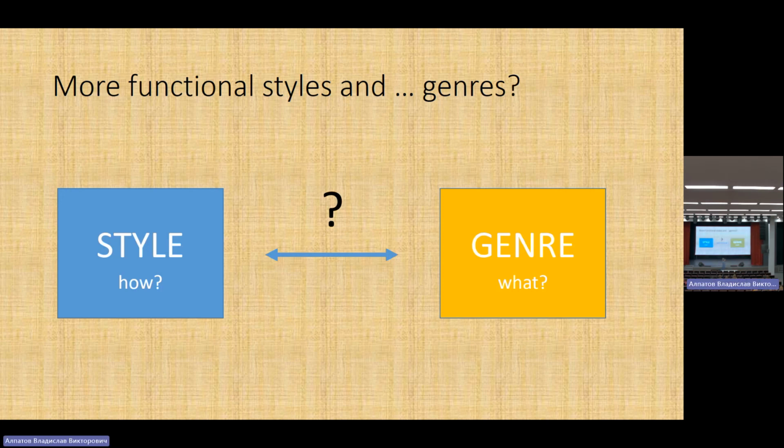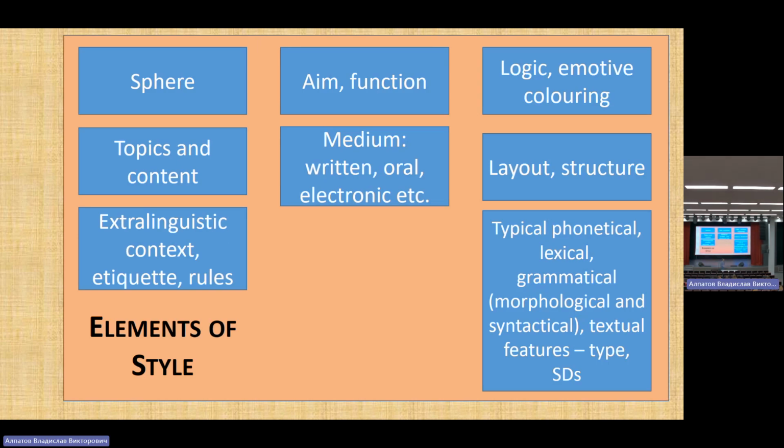But style concentrates more on how something is done, and genre is the same thing, but which concentrates on what is said, right? So on the medium and on the domain. But if we mix it together, we get what we usually call functional styles or genres. And I tried to identify the aspects, the elements of style, which actually determine whether we deal with the same style or with different styles.